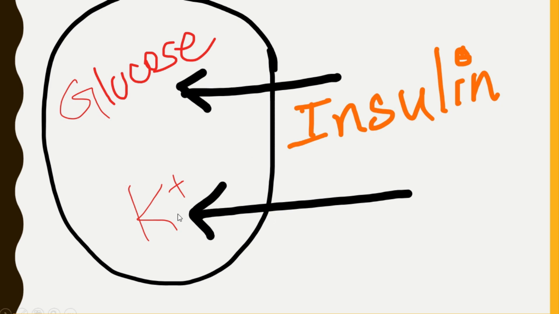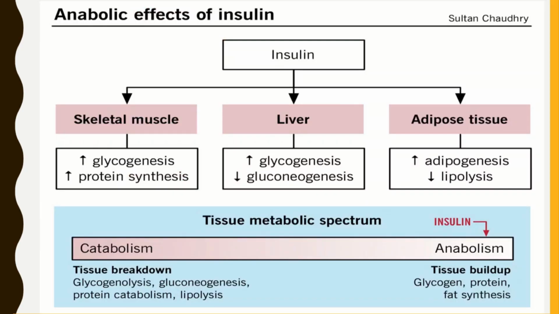Okay, now let us look at the basic functions of insulin in our body. So this is the anabolic effect of insulin. You need to have a good idea about this. Insulin acts on multiple systems, as you can see. It is acting on the skeletal muscles, and it increases glycogenesis.